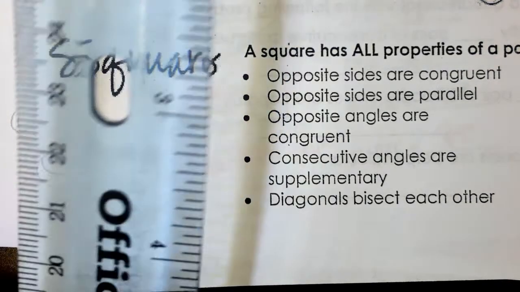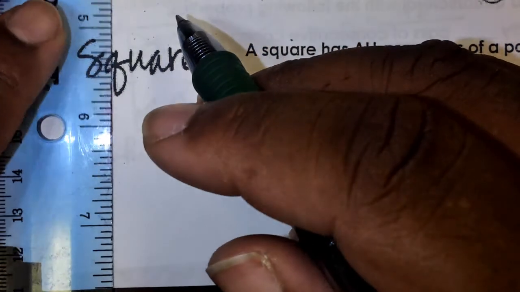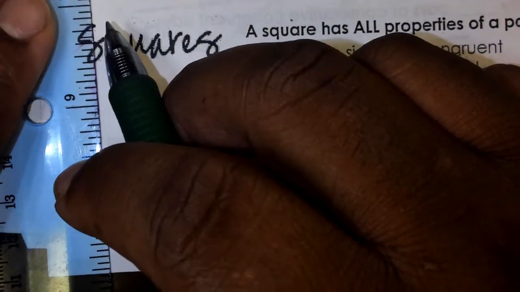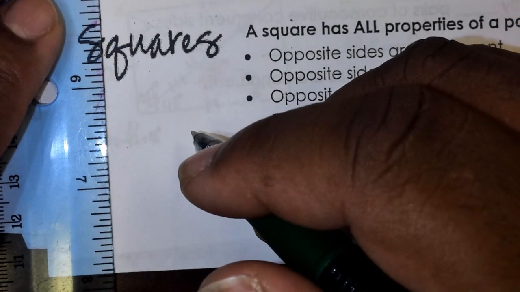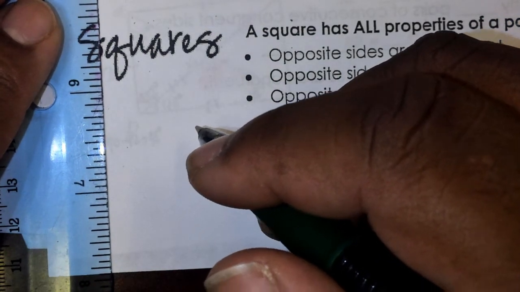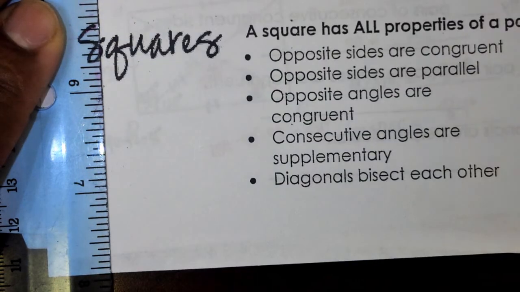Give me a sec. I'm going to mark that up too. Make this a perfect square again. Oh, wrong color.